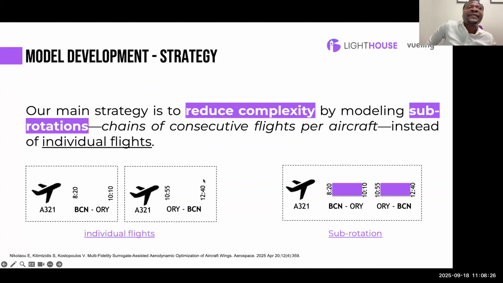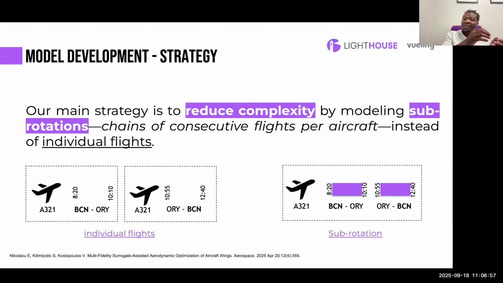So, as we have seen, we need a first step of all this work: we need some kind of strategy. Our main strategy is to reduce the complexity. We have seen that each stage, the long-term strategy, mid-term strategy, and the short-term strategy, adds some complexity to the process. So we need a strategy that can help us reduce this complexity.